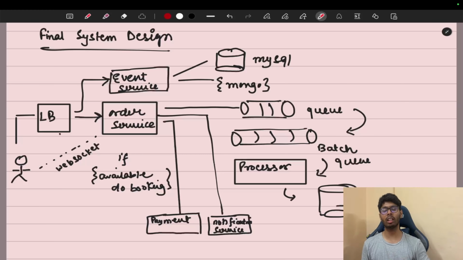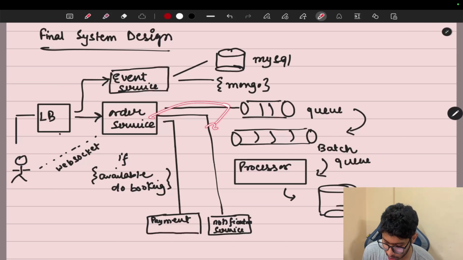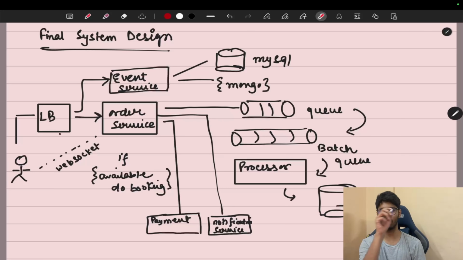But what will happen when there is a lot of load, when there is a popular show? We will go for the queue mechanism that we have discussed. First of all, our data will go to the queue, and we will assign it some number, like my waiting list is 1, my waiting list is 2. Whenever the waiting list is reduced, we will inform the user with the help of the WebSocket that we have discussed.